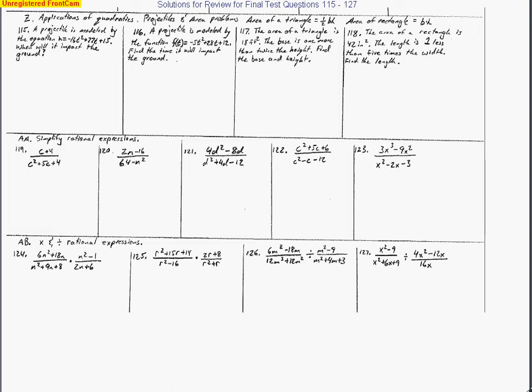These are the solutions for problems 115 to 127. So number 115 is a projectile problem, so let's take a look at it. It asks us to find out when the item will hit the ground. So that means we're going to put 0 in place of h, and then we're going to try to factor.